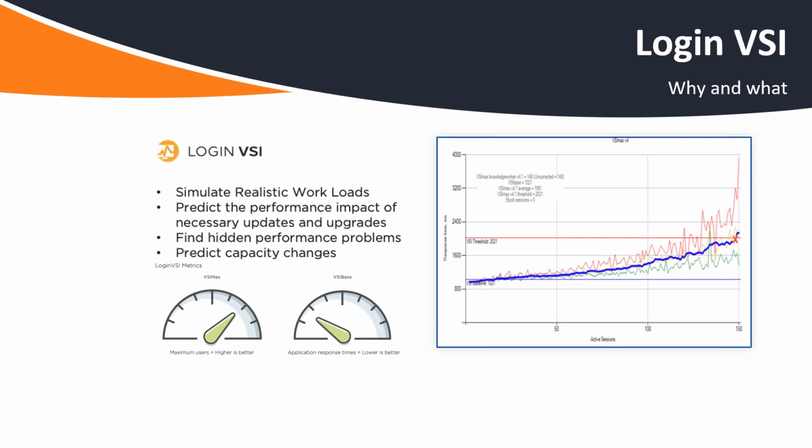Now, it gives you two, to me, important metrics, and one is VSI base. VSI base is application response times. And in that case, lower is better, right? The faster applications respond, the faster users will get access to their applications and their data. But that is also used to determine a VSI max. So VSI max is basically the number of users a host or a server can handle without going over the threshold of user experience.